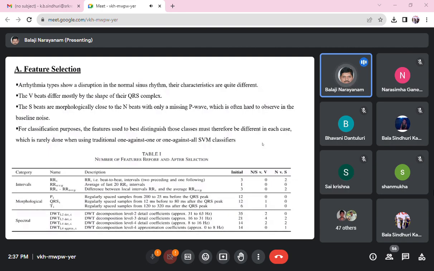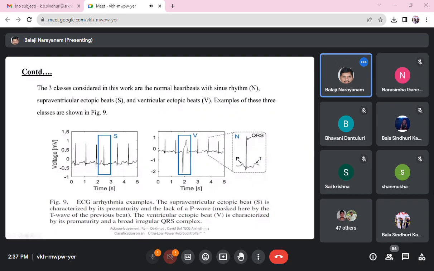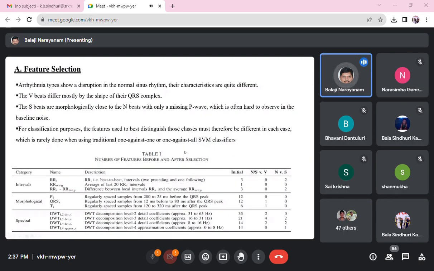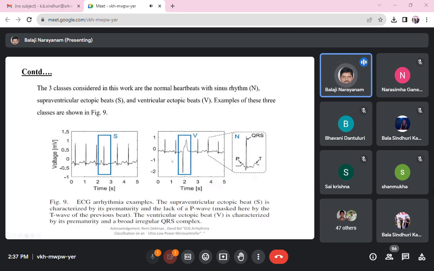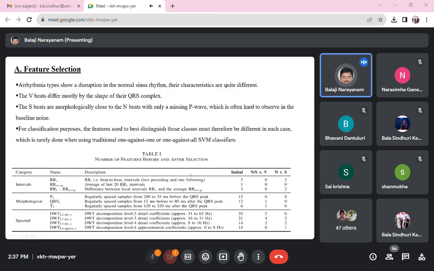The V beats differ mostly by the shape of their QRS complex. As we said here, these are ventricular beats. They generally differ mostly by the shape of the QRS complex. The shape of this QRS complex is different from supraventricular. So you can observe that these beats are completely different from the ventricular beats.